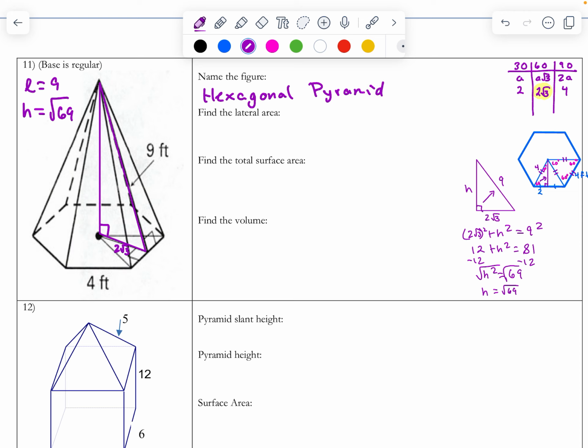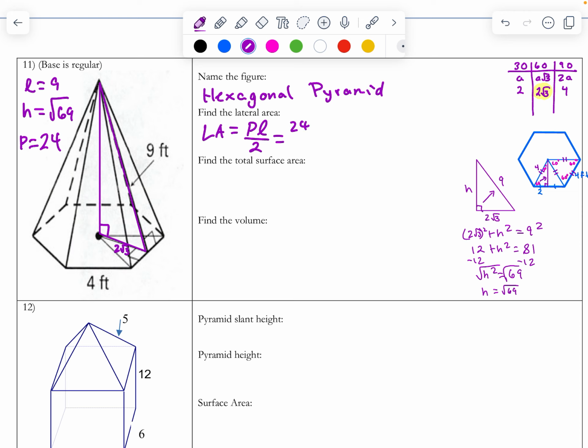We need to find the lateral area. Remember, the lateral area for a pyramid is going to be perimeter times lateral height divided by 2. So I don't have my perimeter yet, but that's going to be easy to find. That's just 4 times the number of sides we have. Since this is a hexagon, that'd be 6. So 4 times 6. My perimeter is 24.